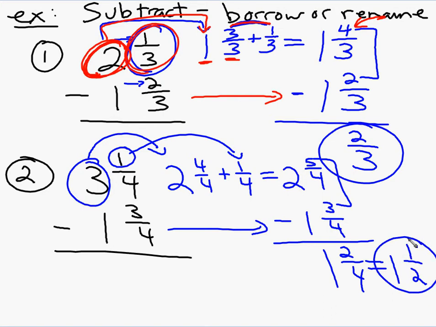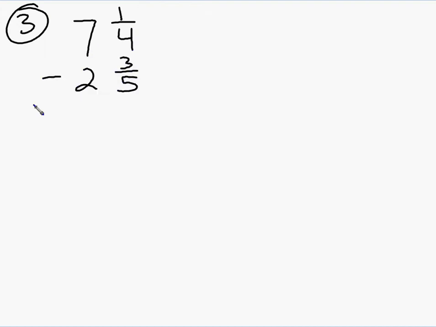Let's do one now where we have to get a common denominator first, because I'm sure you know that they won't all have a common denominator before we start. 7 1/4 minus 2 3/5. Now, I am not ready to rename yet. You cannot rename until you get a common denominator. So we need to do that first.